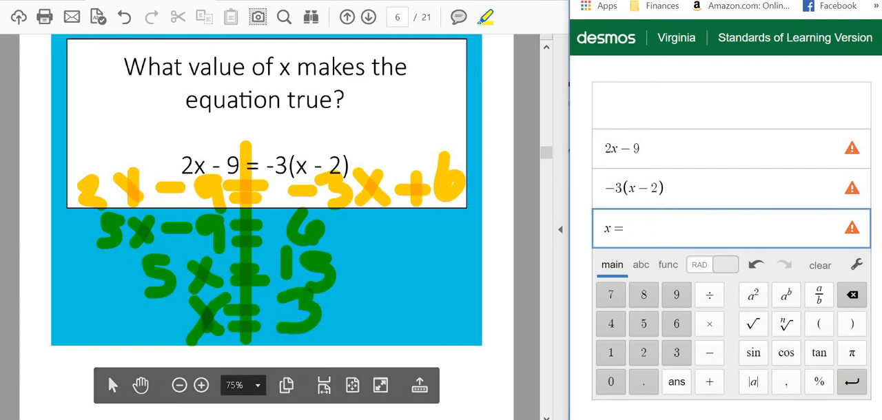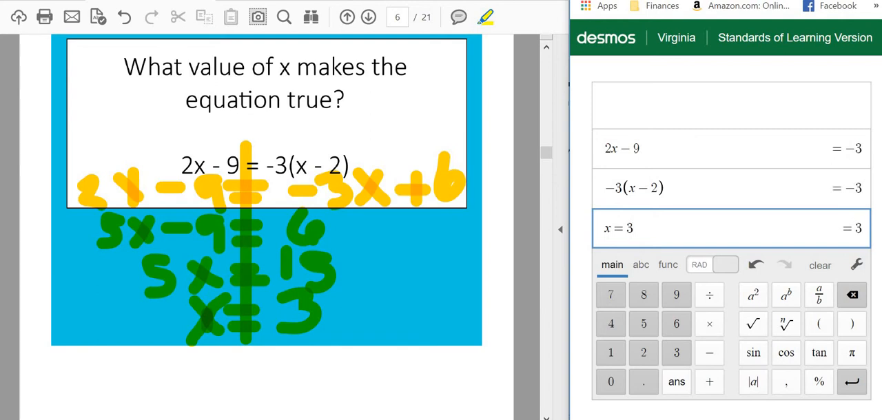So let's come over here to Desmos and let's put in 3. If you notice, that makes 2x minus 9 equal negative 3, and it makes negative 3 times x minus 2 equal negative 3. So we know for sure that x does equal 3, but let me show you something.